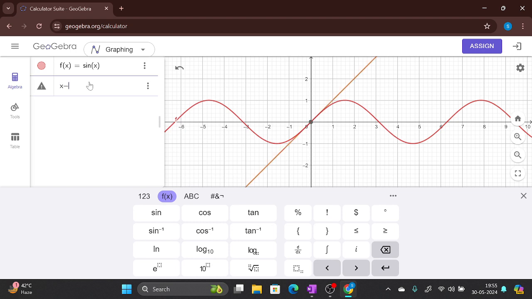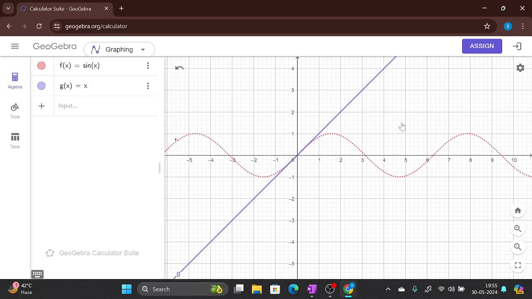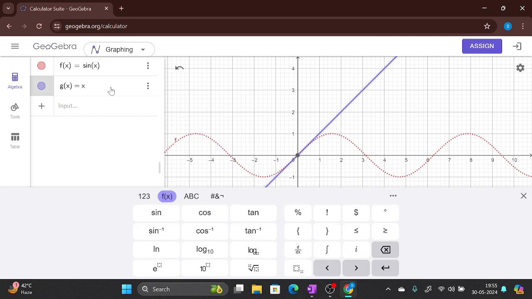X minus. Now everyone, let me change the color so that it will be easier for you to understand. Let me change the color of this one as blue, and what I'm going to do, let me make it dotted, not line. So this dot will be, I think, good. Okay, so that is the first term.